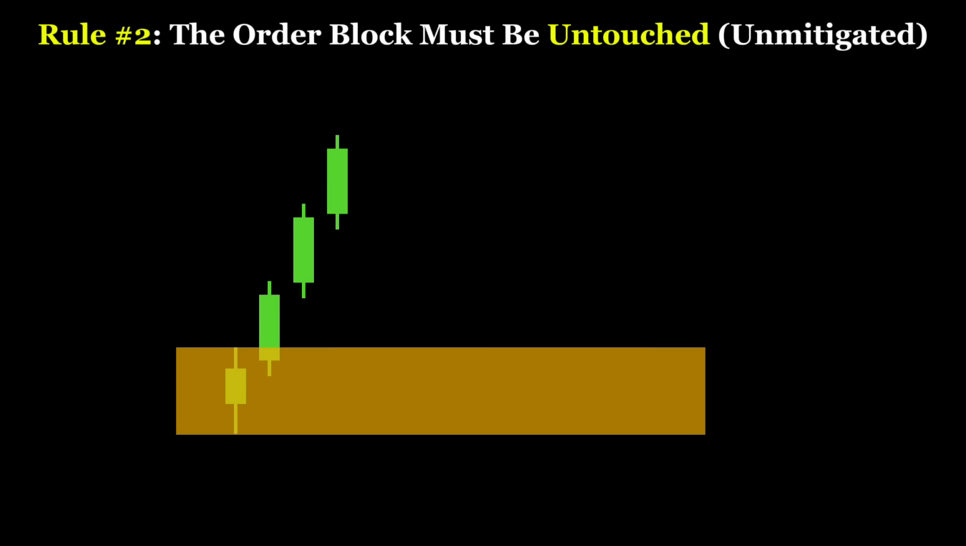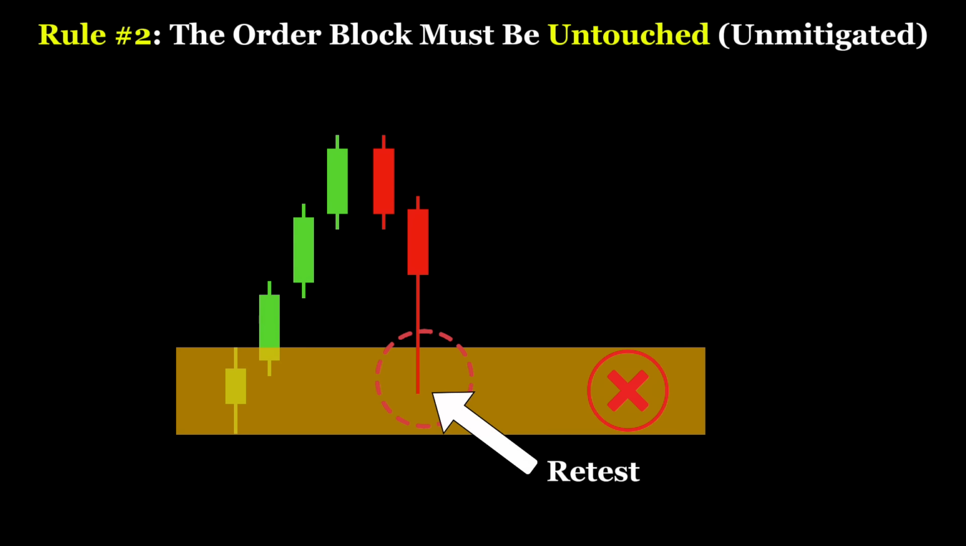Rule number 2. The order block must be untouched. In other words, it has to be unmitigated. Order blocks don't last forever. In fact, they're usually one-shot opportunities. If price returns to the zone, even if it's just a wick tapping it, that order block is no longer valid. It's been mitigated. Why? Because the orders that were sitting there have likely been filled. Smart money has already acted. So when you draw an order block, keep your eye on it. The moment price touches it, consider it used and move on to the next setup.